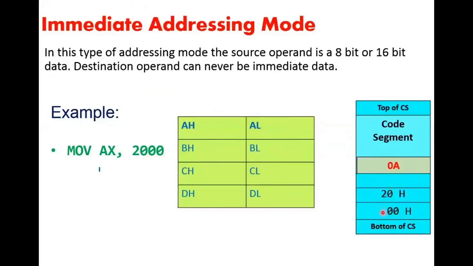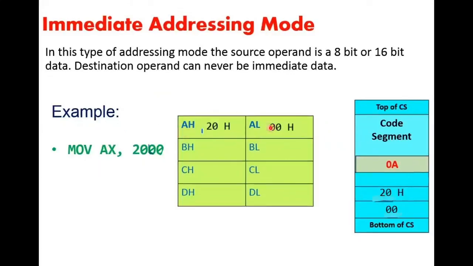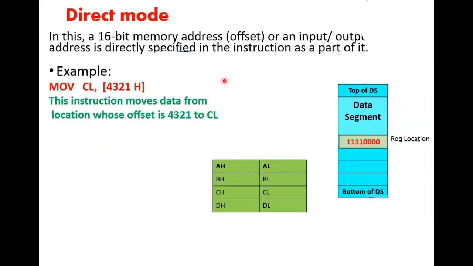Now this value we are going to copy into these two registers, AH and AL, because AX is nothing but a combination of AH and AL. See here, after executing this instruction, in AL 00 is stored, in AH 20 is stored. If you combine this 20 and 00, finally you will get the 2000 value. This is immediate addressing mode. Next one, direct addressing mode.